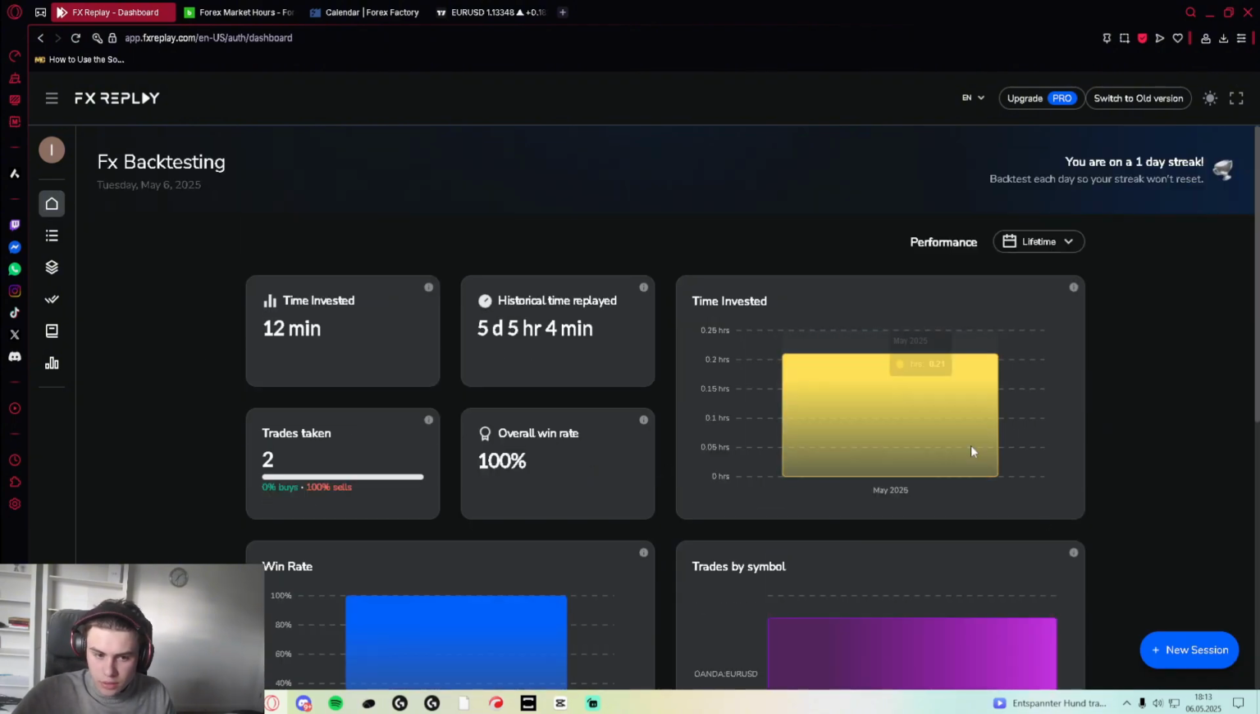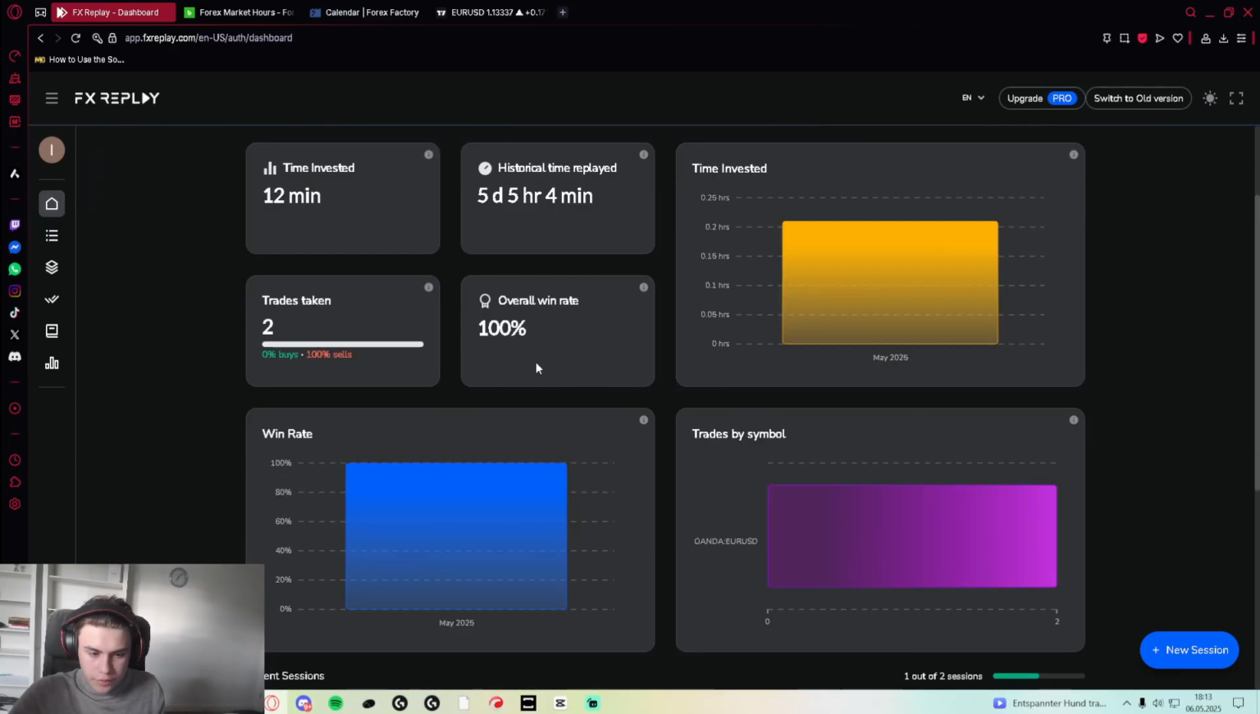Here we see our time invested. So now it was 7 minutes, it goes up by 5 minutes. We just traded 5 minutes, 1 day, and I don't know how many hours, 14, 15 hours it was. Then our win rate here, 2 trades we took, 100% sells. So we took 1 sell, 2 sells. What is going on right now? 2 sells, 0 buys. Yeah, again 2 trades.